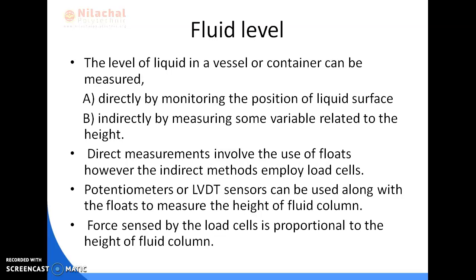So the direct measurement involves the use of floats. However, the indirect methods employ a load cell. A potentiometer or LVDT sensor can be used along with the floats to measure the height of the fluid column. The force sensed by the load cell is proportional to the height of the fluid column.